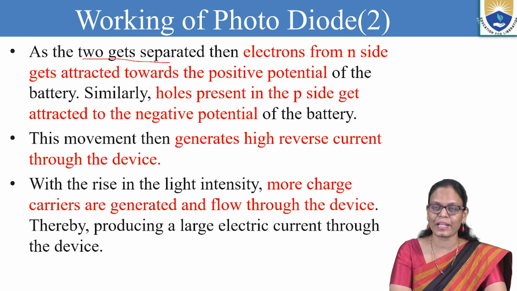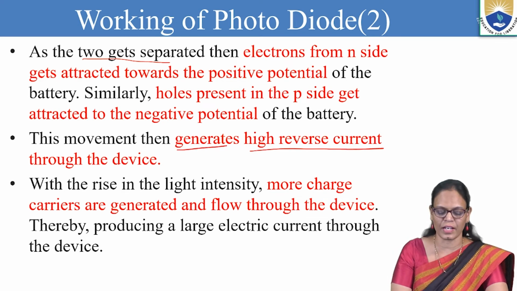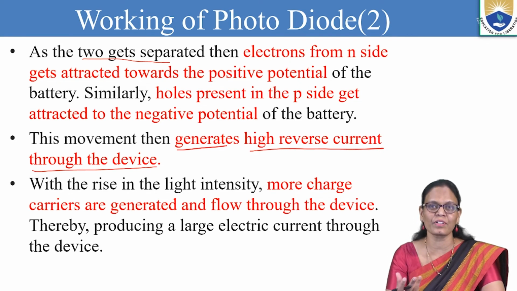As the two get separated, electrons from the inside get attracted towards the positive terminal and the holes present in the p side get attracted towards the negative terminal. So there is movement of charge carriers which generates a high reverse current. So this is how we are seeing how light is getting converted into electrical energy, that is current. Because of the light energy, they are separating, and there is movement of electrons and holes across the junction, because of which we will get a high reverse current.